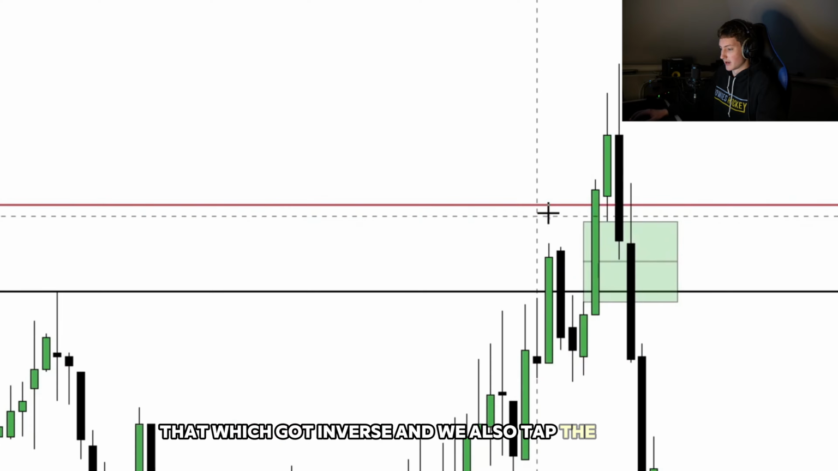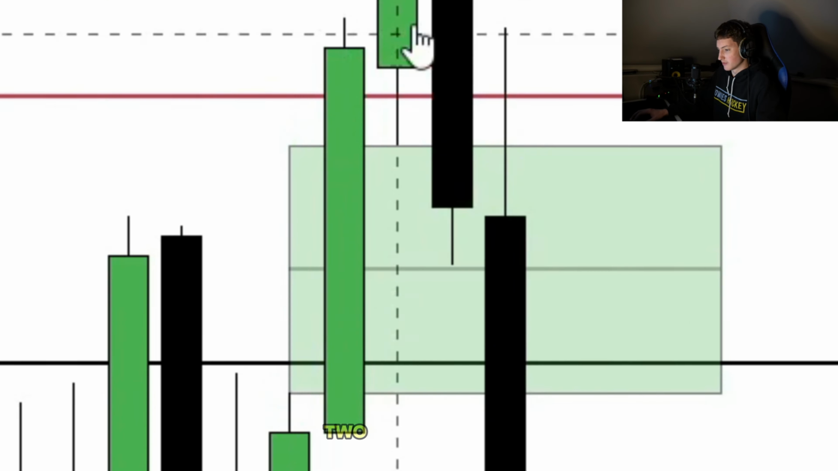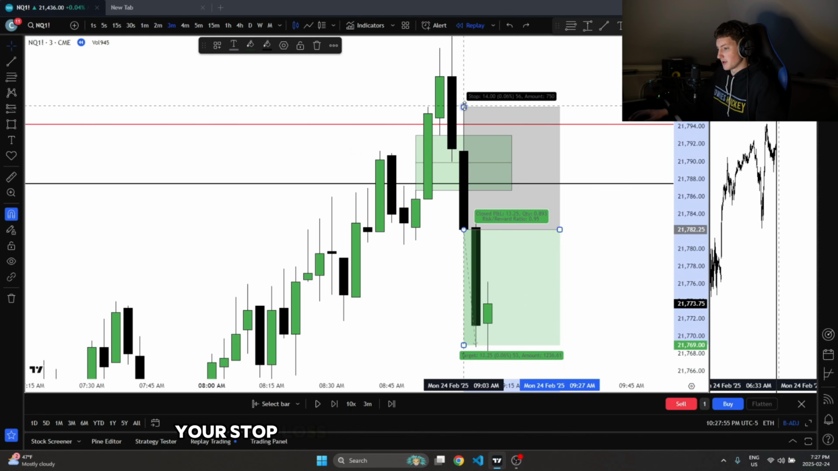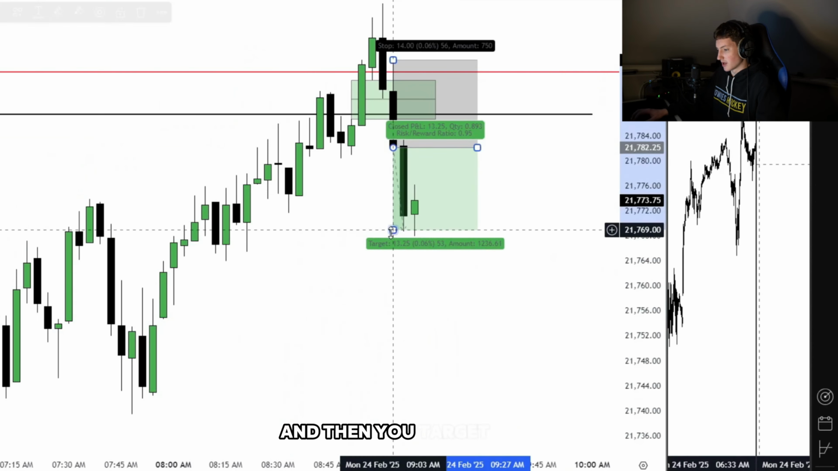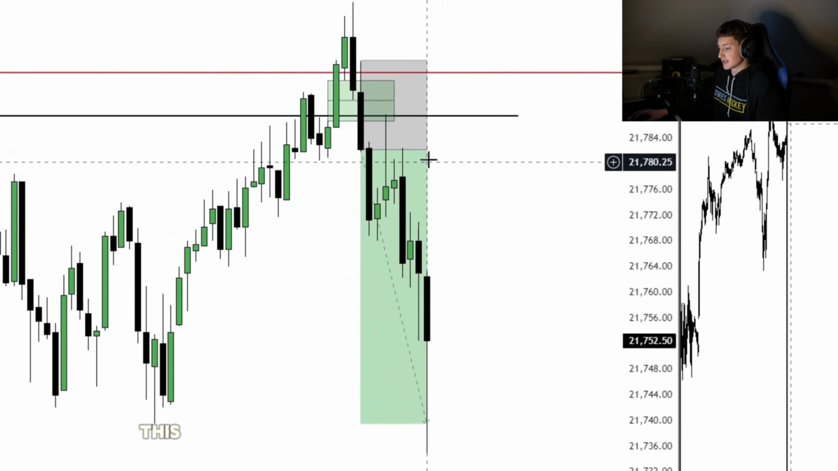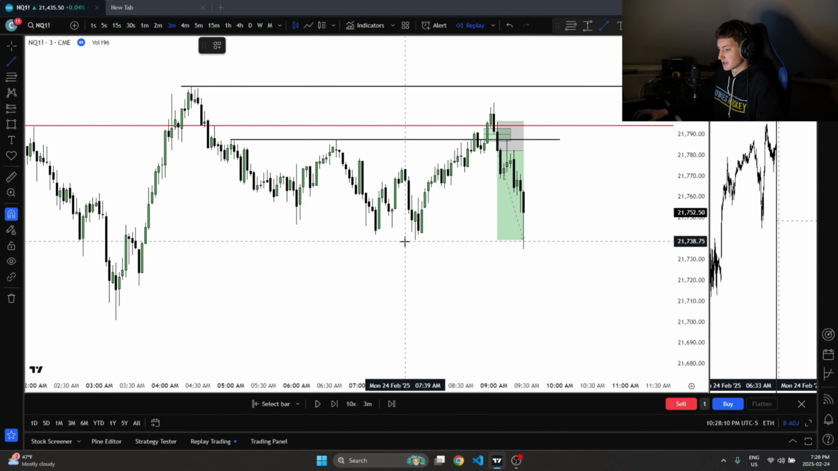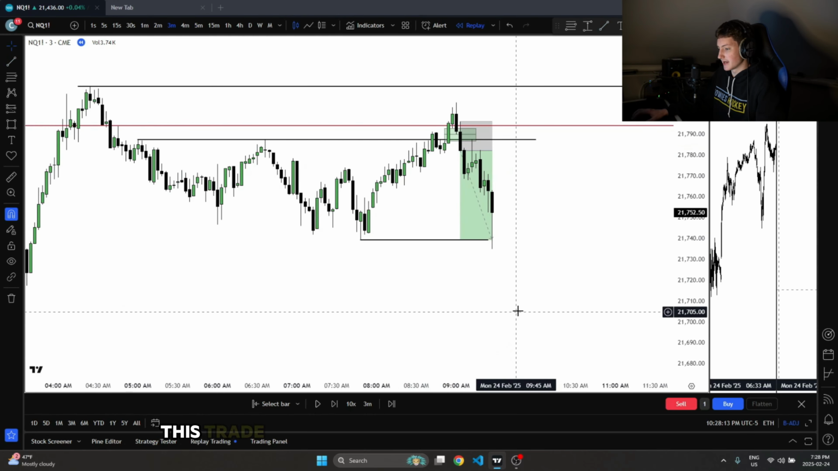And we also tapped the red line, like I said. So it's just 1, 2, 3 candles, boom, obvious fair value gap, boom, we get the close below right there. Your stop loss goes a little above the inversion, and then you target lower. Well, what happens? In this case, this trade is actually good enough to the nearest low. On the 3-minute time frame, to the nearest low, which is right here, this trade does work.